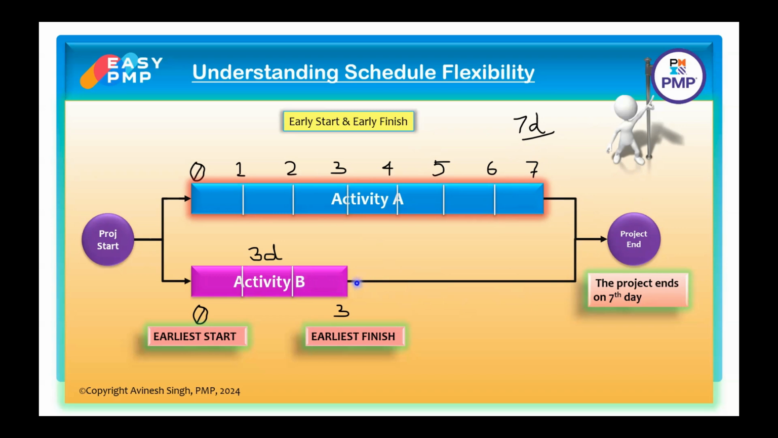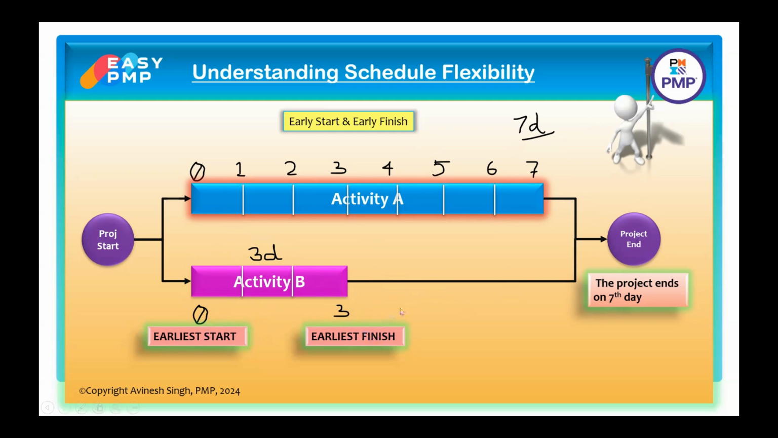So at the earliest, now we have started activity B and activity A at the earliest. So activity B is starting at the earliest on the first day morning. I have represented it with 0 and marked it earliest start. And because its duration is 3 days, it will end on the third day. So early finish of activity B is third day.